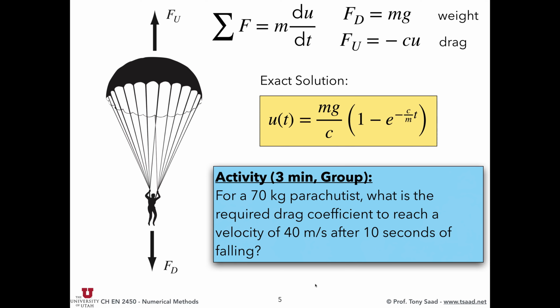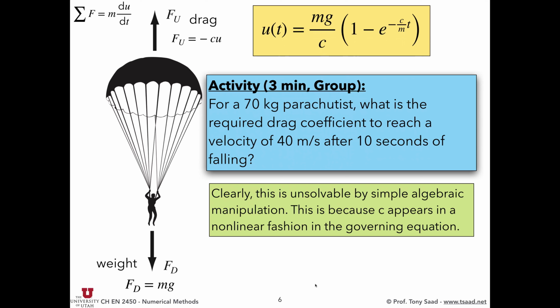And once we know the drag coefficient, we can probably play around with how we design the parachute. And so I want you to look at this equation, and from it, plug in the mass, gravitational constant 9.81, velocity and t, and try to extract a value for the drag coefficient. Take a few minutes, pause the video and take a few minutes.